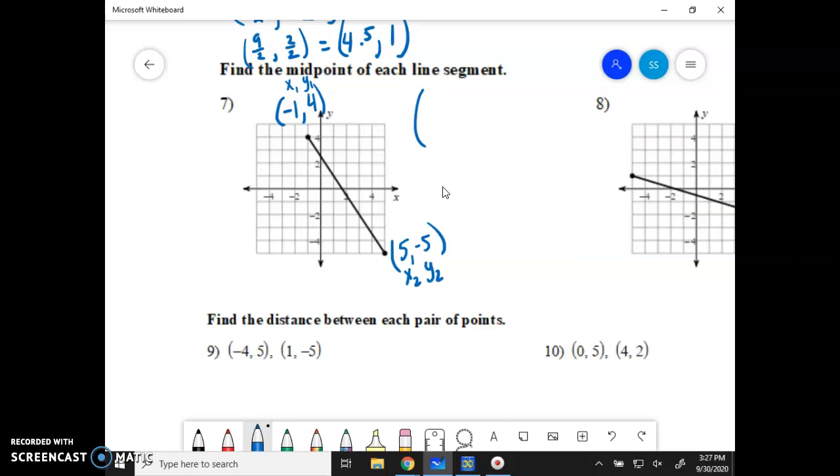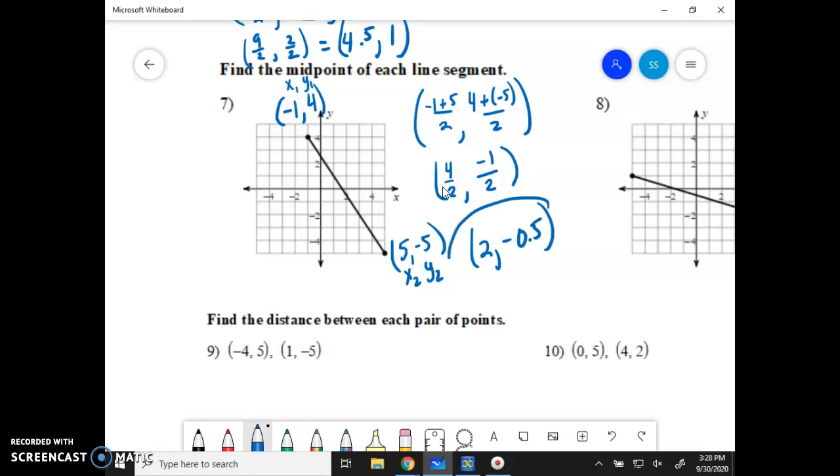So we just add up our x's, -1 plus 5 over 2. Add up our y's, 4 plus -5 over 2. And so we get -1 plus 5, that's 4 over 2. And 4 plus -5, that's going to be -1 over 2. And so we're going to just convert these. We get 4 divided by 2, that's 2. And -1/2, we're going to call that -0.5. All right. Okay, that is midpoint.